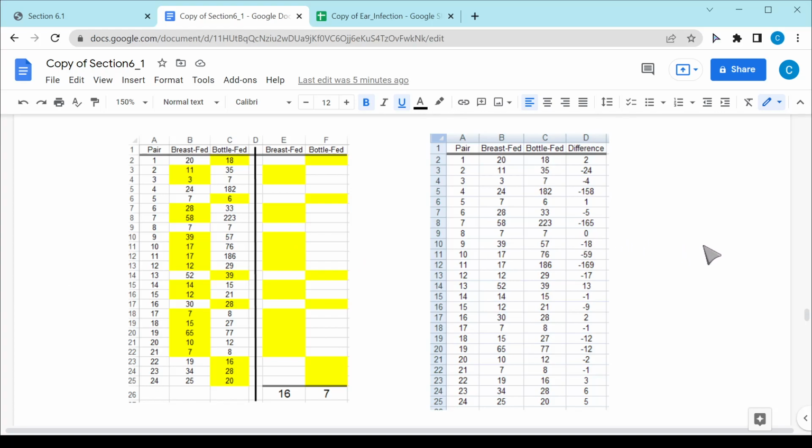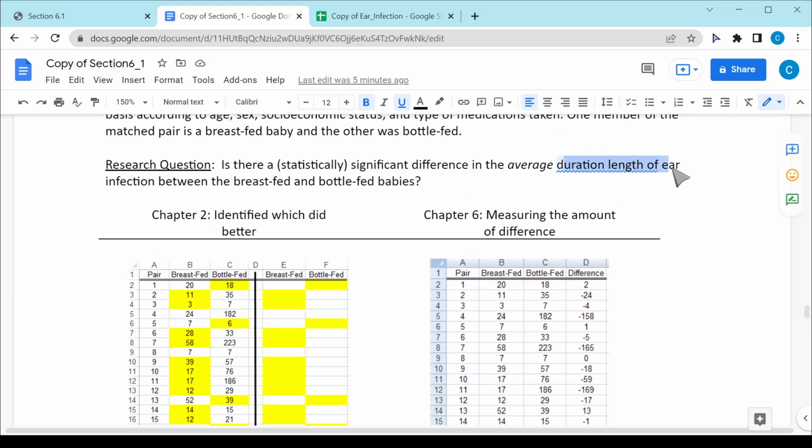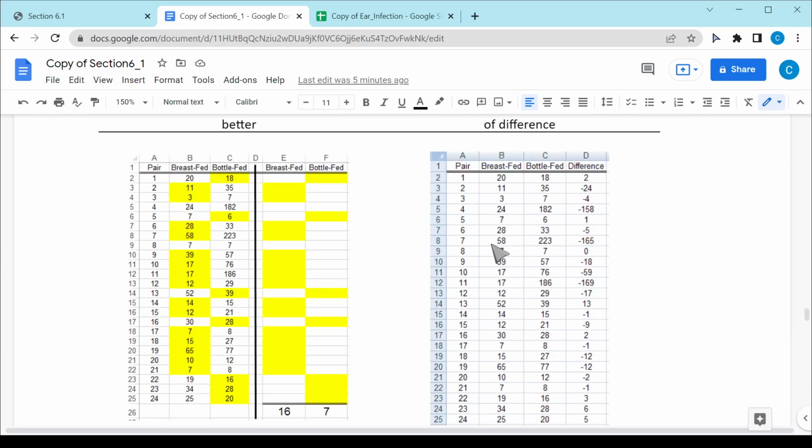Now, with our paired t-tests that we're working with in section 6.1, our approach is going to be to compute the differences, and we don't have to worry about the tie. The tie is actually a good thing. Well, I shouldn't say a good thing, but it suggests that there's actually no difference between breastfed and bottle-fed. Many of these numbers are negative, which means that, for the duration of fluid in their inner ear, the breastfed babies tend to have smaller days than the bottle-fed babies. A lot of these numbers are negative.